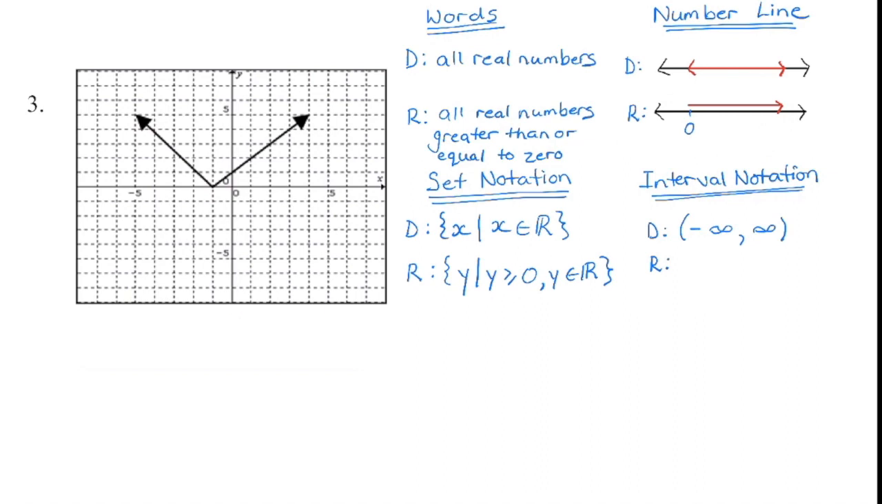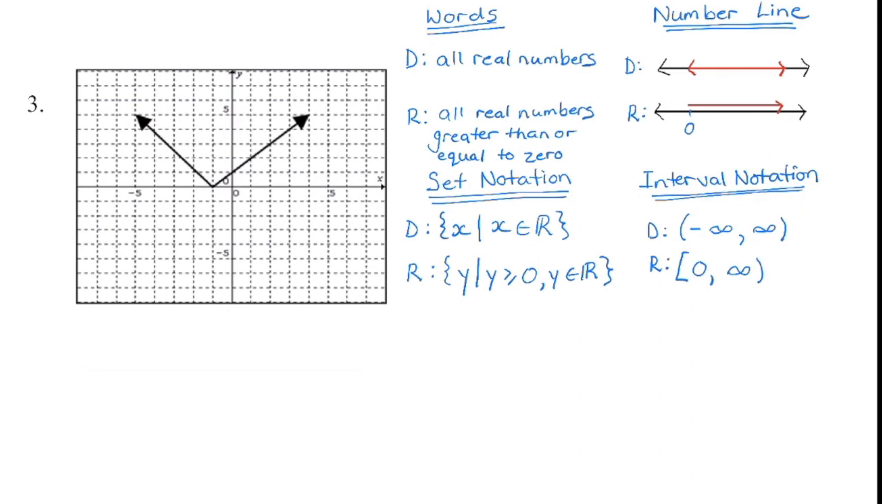Now, if we go along the y-axis, our smallest value for y is that 0. That is a definite point that's included. So because we're including that point, we want a square bracket and a 0. And because our maximum point or our highest value for y is going to be infinity, that is not a precise point. So we're going to have infinity with a round bracket.